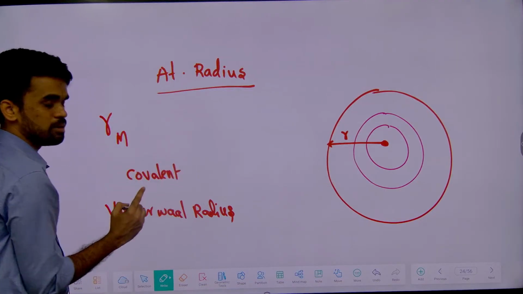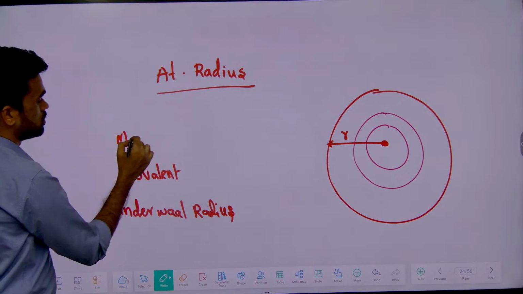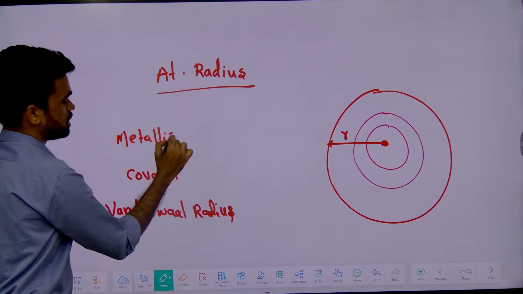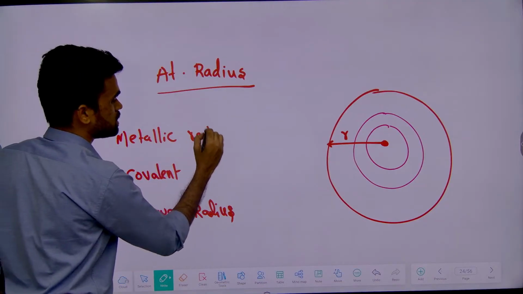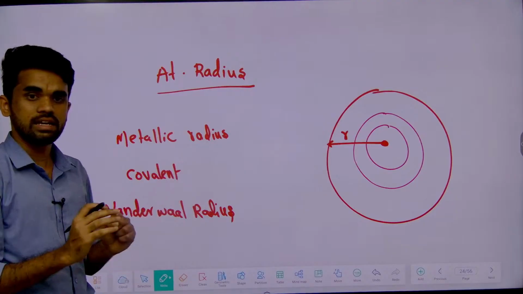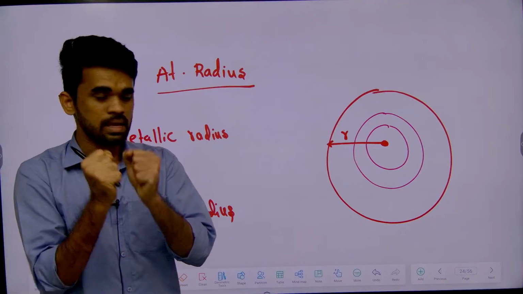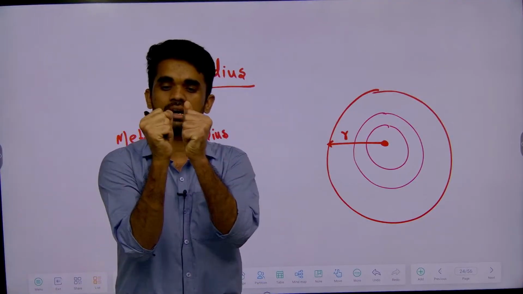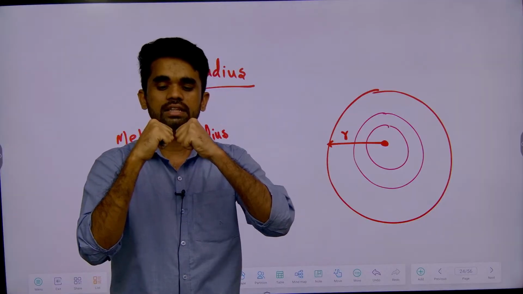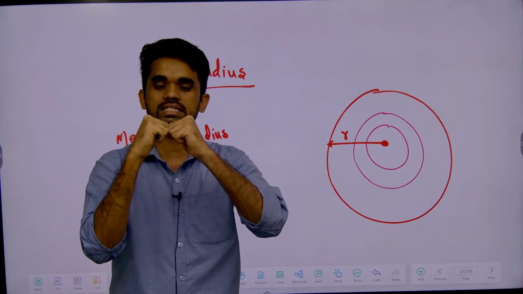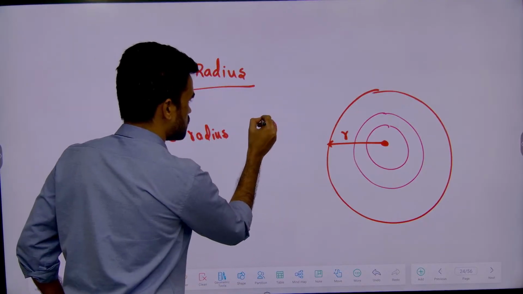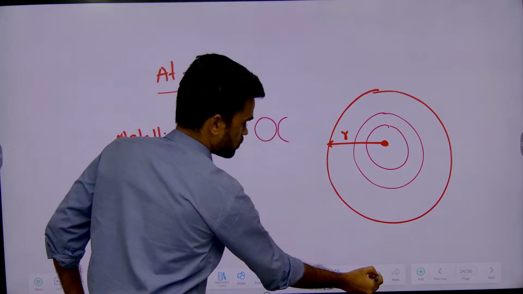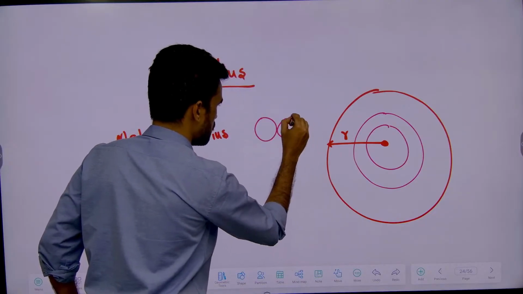So we have three types now. One is metallic, other one is covalent, other one is van der Waals. So metallic radius is easy to understand. We know metals are rigid. Rigid means very hard. Like if I put one metal atom beside another, they won't overlap with one another. They will just be side by side. So it means like this you can understand. Like this it will be.